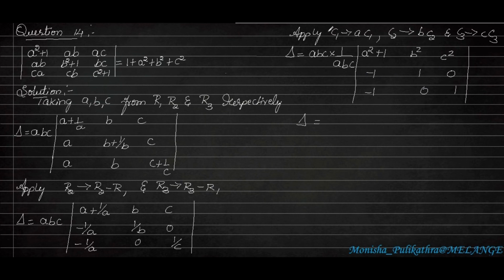So delta is equal to, here abc gets canceled. So the remaining will be a square plus 1, b square, c square, minus 1, 1 and 0, and minus 1, 0 and 1. Now we have to take the determinant part of it. We can expand the determinant along the row or column where the maximum number of zeros are there. So here I will take the last row for the determinant.